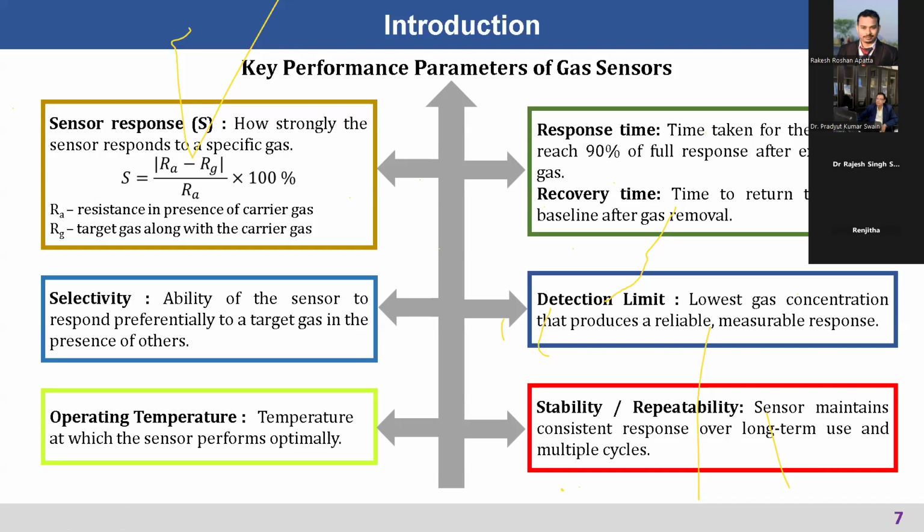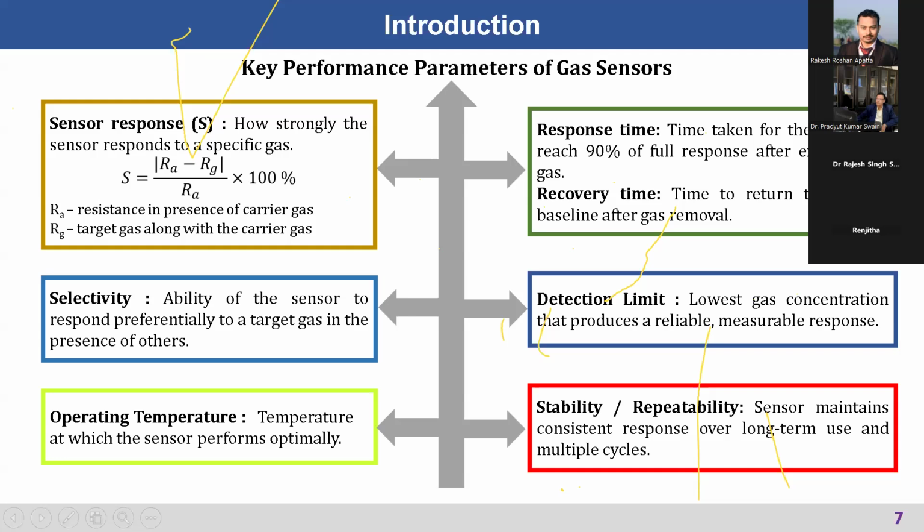When you expose this sensing material to the gas environment, the resistance of the material will change. This change in resistance over the original resistance of the sensor is the sensor response. That is, S is delta R by R. That is the sensor response, the important parameter which you study in sensors.